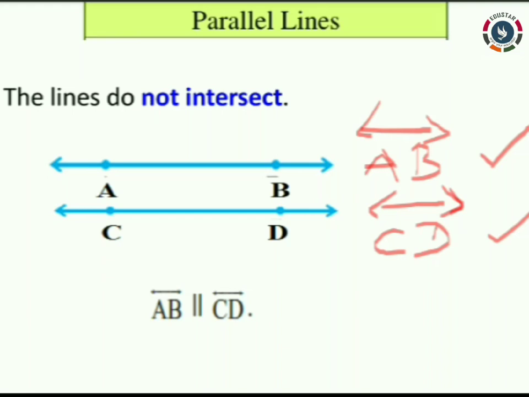Now we are going to denote parallel lines. So AB is one line, CD is one line. For representing parallel, you have to draw two vertical lines. The two vertical lines represent that the two lines are parallel.